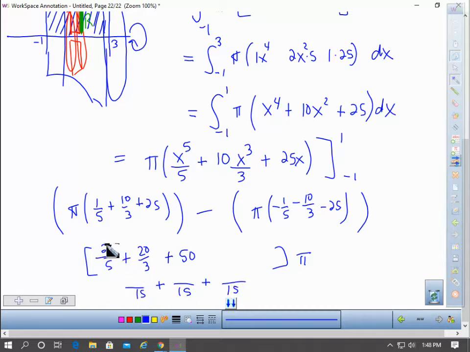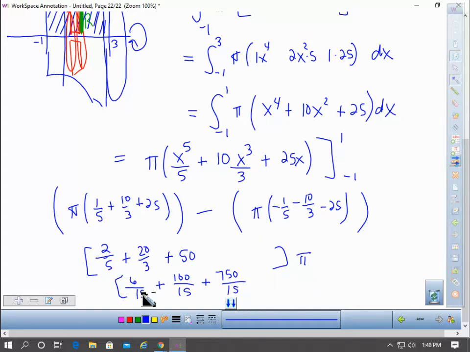So multiplying by 3, I get 6. Multiplying by 5, I get 100. And then this needs to be multiplied by 15. So 15 times 50 is 750, I believe. Yeah.